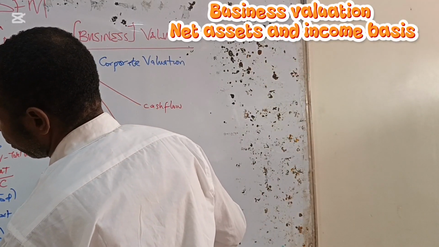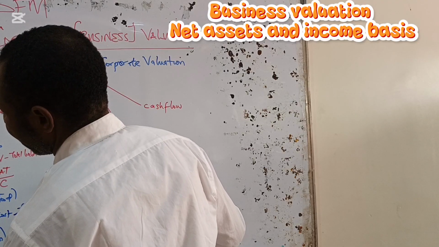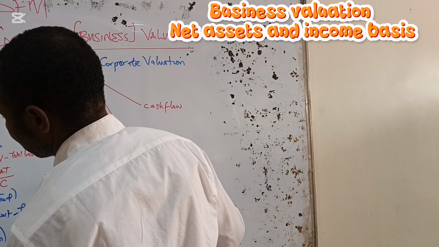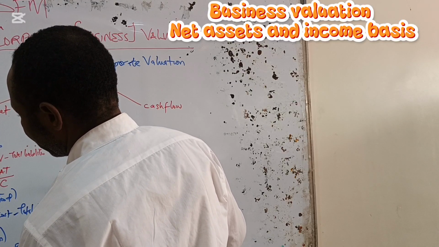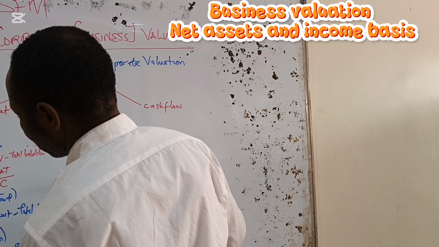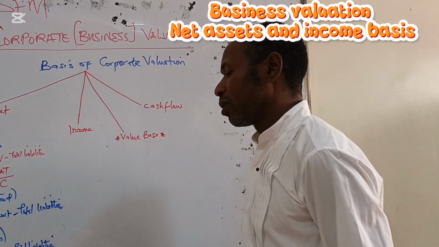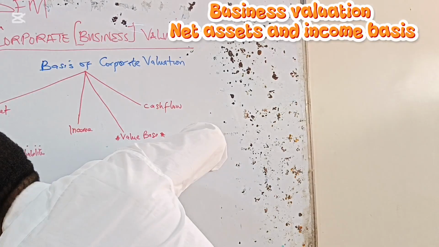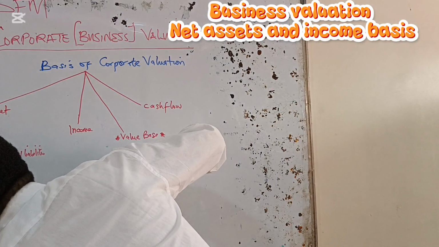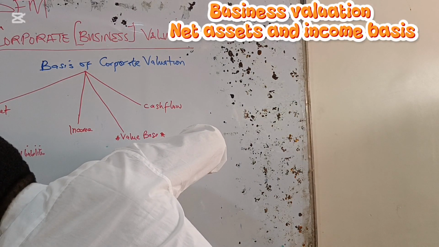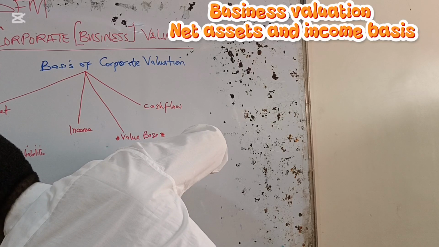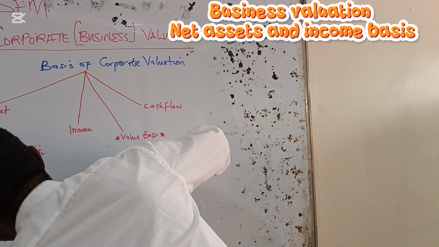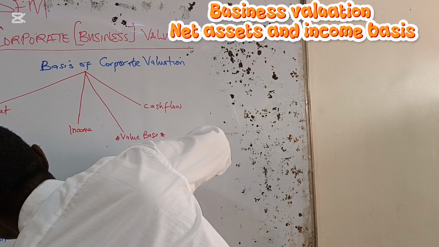Then the fourth method here is the net asset replacement method. The net asset replacement method also deals with total assets at replacement cost minus total liabilities.